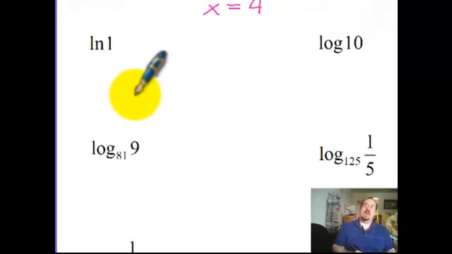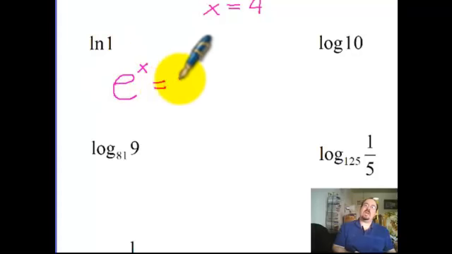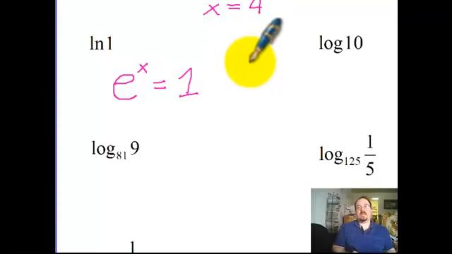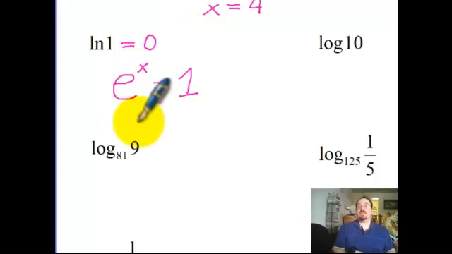ln of 1. Well, if it's natural logarithm, e is my base. I need to find out what to raise it to, and I want to get 1 after I do that. So what do I raise e to create a 1? Well, I think 0. So ln of 1 is 0. That one you could actually test with your calculator.